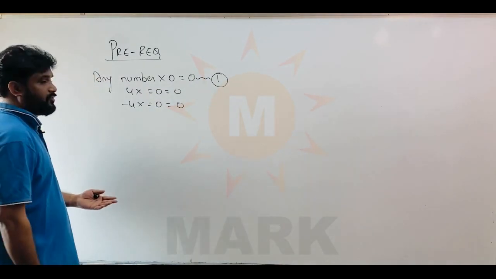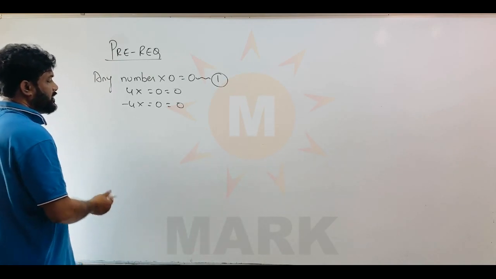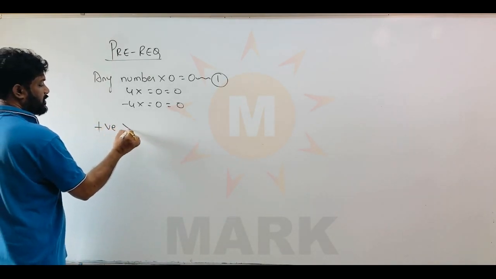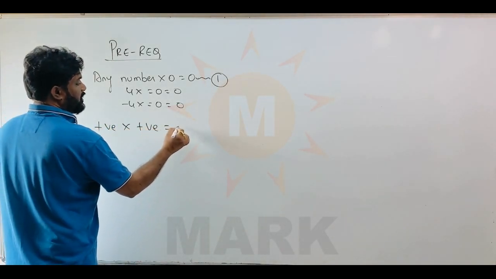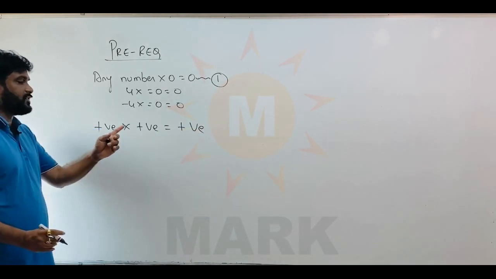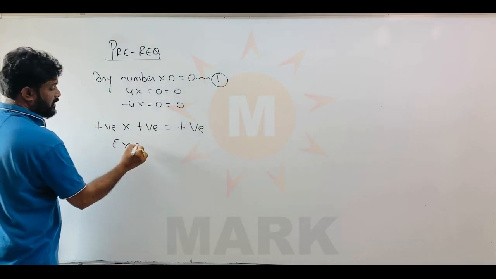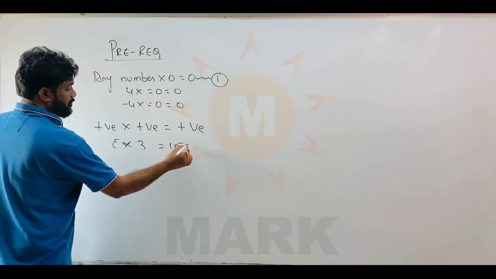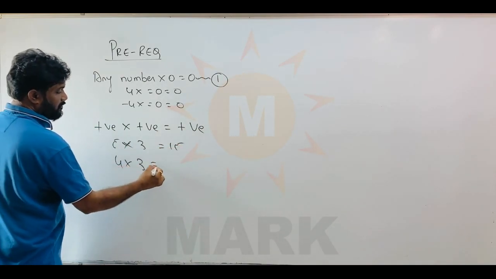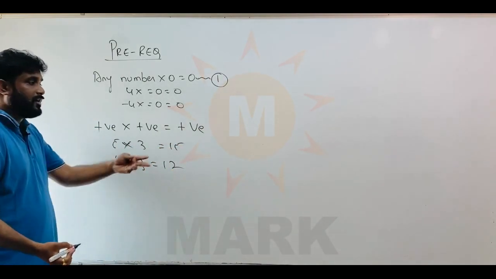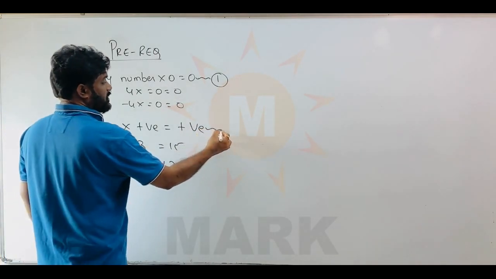What is second prerequisite? Second prerequisite is very simple. Positive into positive will obviously give a positive answer. 5 into 3 will give 15. Similarly, 4 into 3 will give 12. Positive into positive number will give a positive number, right? So this is prerequisite number 2.